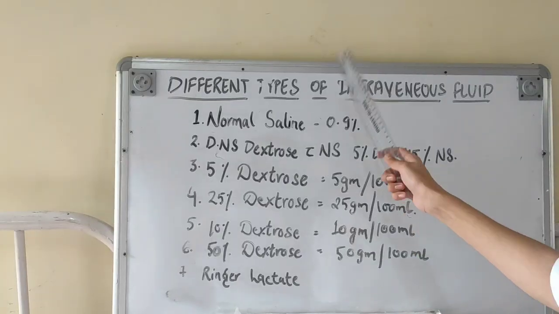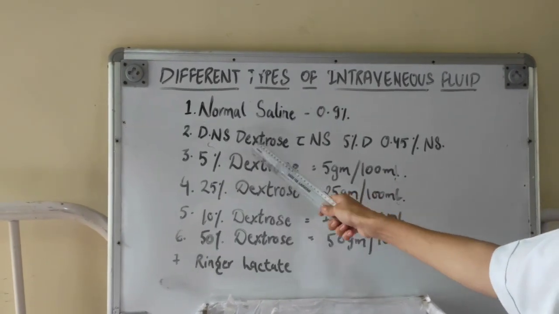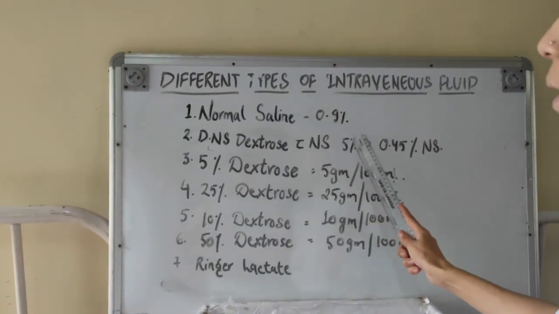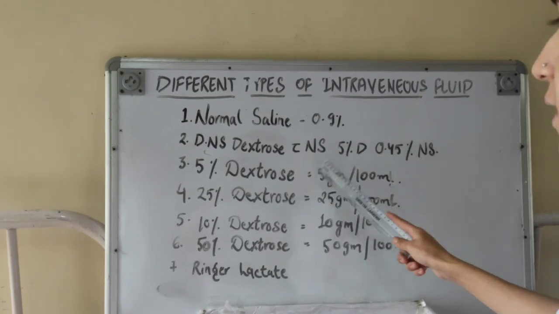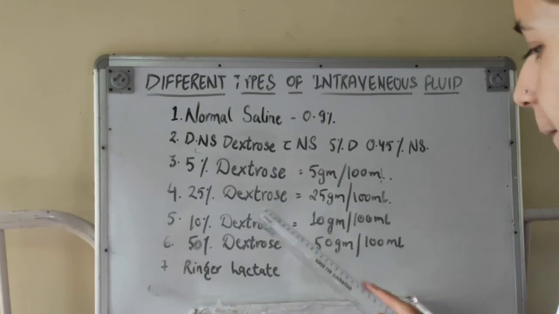After that, the purpose of administration of intravenous fluid is to provide electrolytes and fluids to maintain the body fluids, to prevent the patient from dehydration, and to meet the basic requirements. There are different types of intravenous fluid. First of all, normal saline, dextrose normal saline, dextrose 5%, dextrose 10%, dextrose 50%, and Ringer lactate.